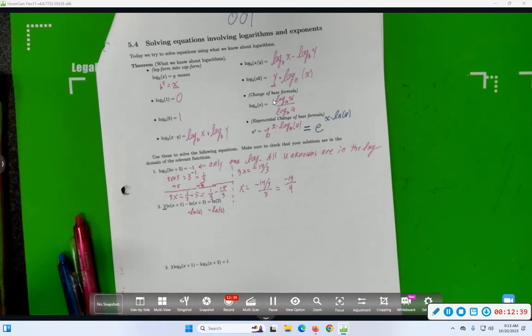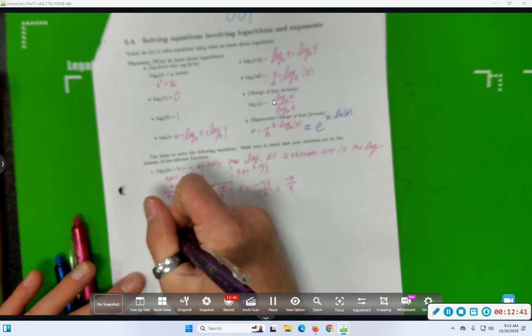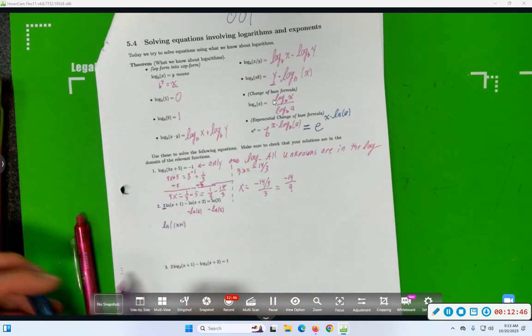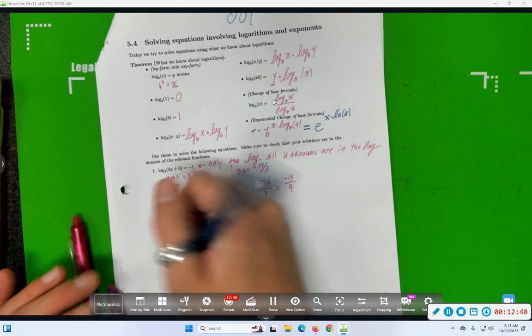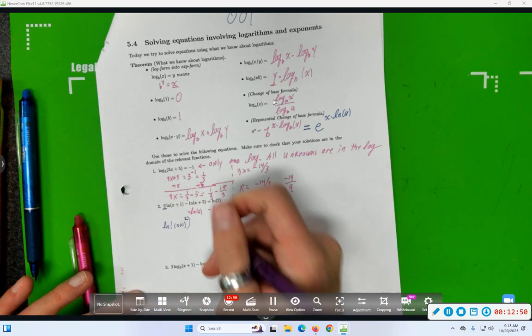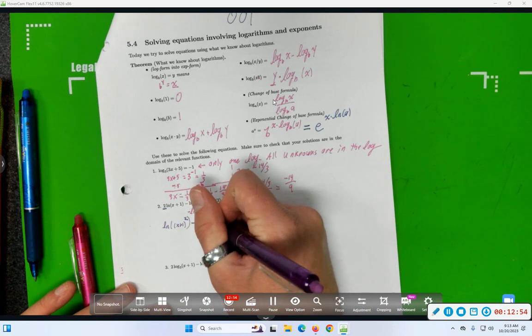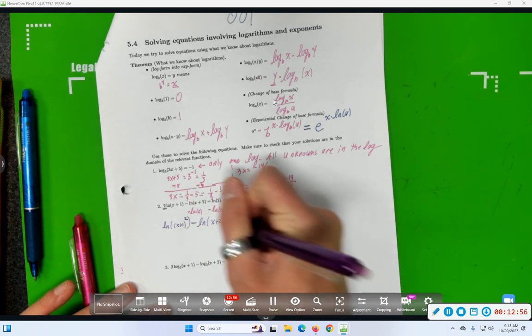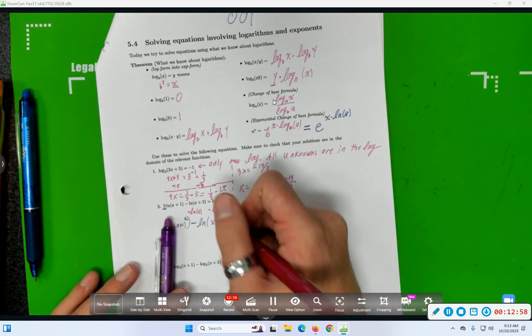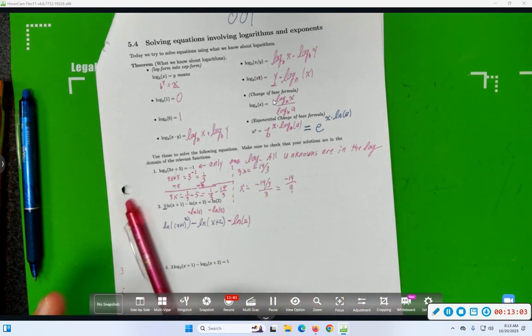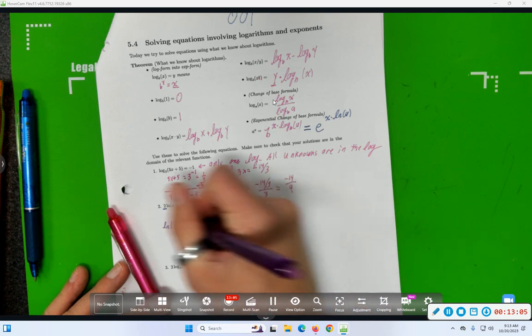So, I see ln of x plus 1. The parentheses do matter because then all of that should be squared. Close parentheses, so I'm now out of the log. Minus ln of x plus 2 minus ln of 2, because I subtracted that from both sides, equals 0.